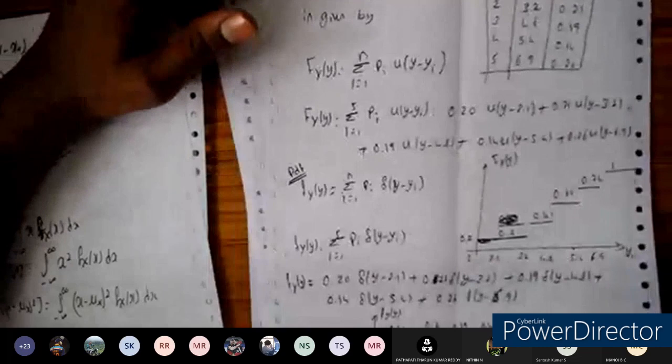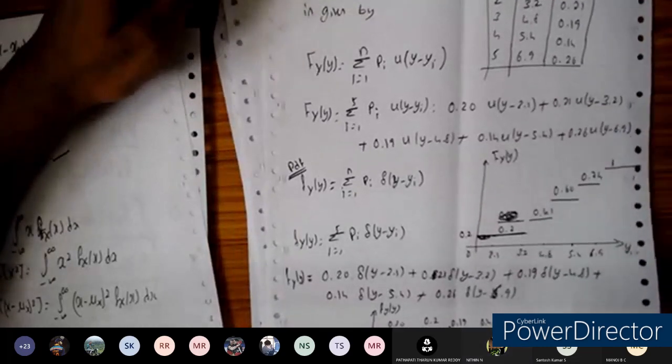So for this one, you can find out the mean and variance here. We already took one problem and did that, so you can continue that one. Let us go for the next problem. Any doubts in this one? Any doubts with this problem? Okay, fine. So let us take the next problem.